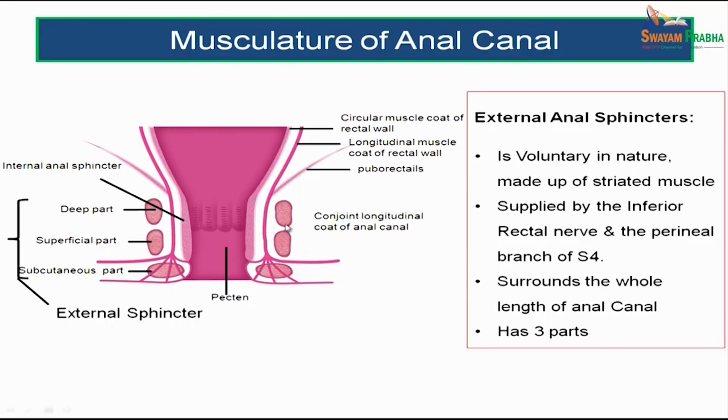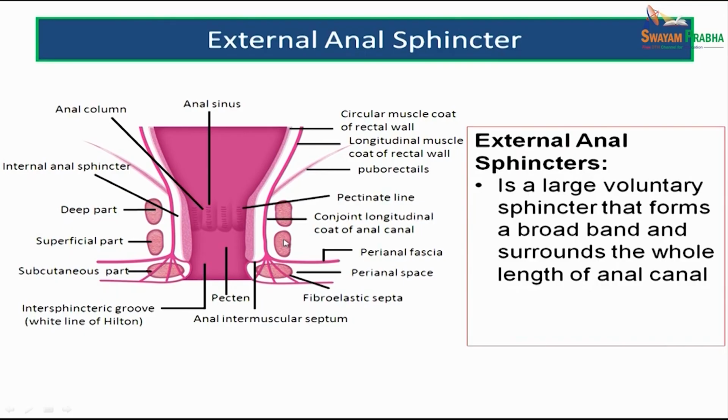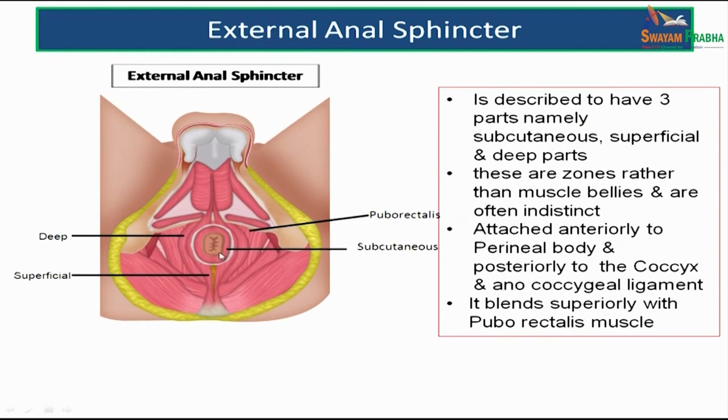The external sphincter is supplied by the inferior rectal nerve and the perineal branch of S4. As you can see from this picture, the external anal sphincter surrounds the entire length of the anal canal and is described to have three parts. So the external sphincter is a large voluntary sphincter that forms a broad band surrounding the whole length of the anal canal, in contrast with the internal sphincter which surrounds only the superior two-thirds of the anal canal and extends only till the white line of Hilton. As I already mentioned, it has been described to have three parts, namely subcutaneous, superficial and deep.